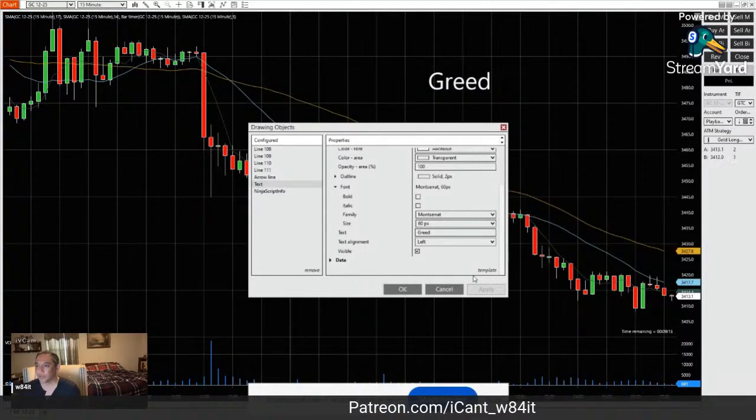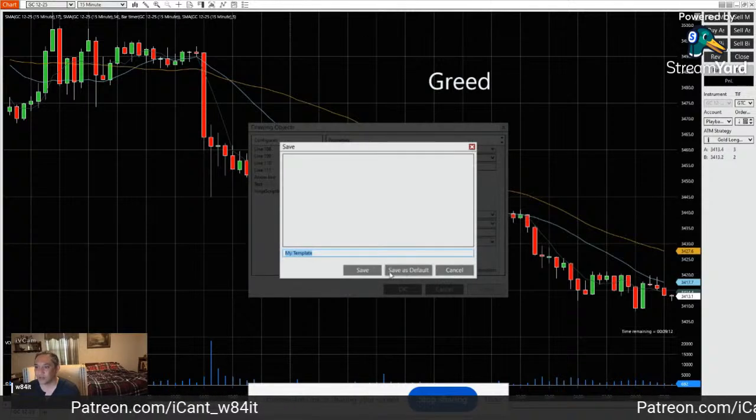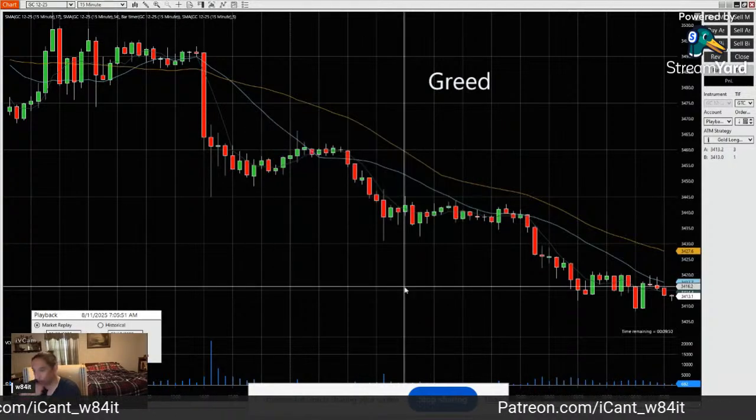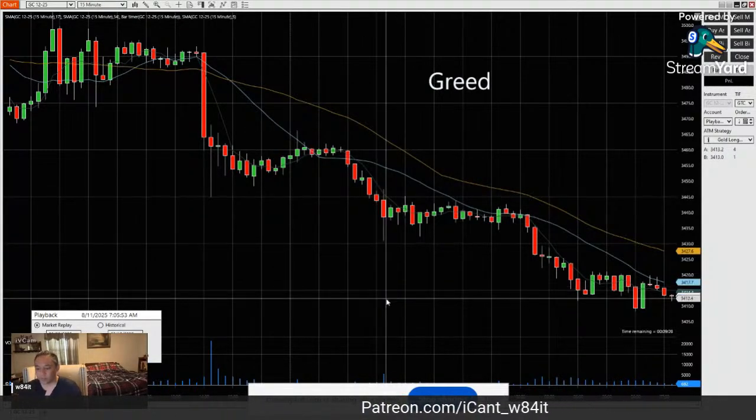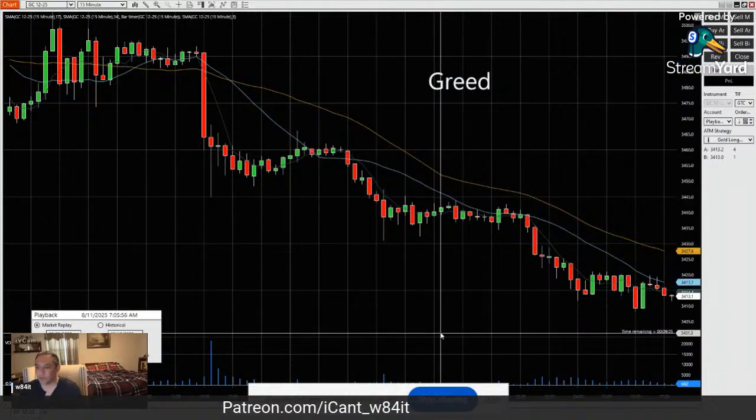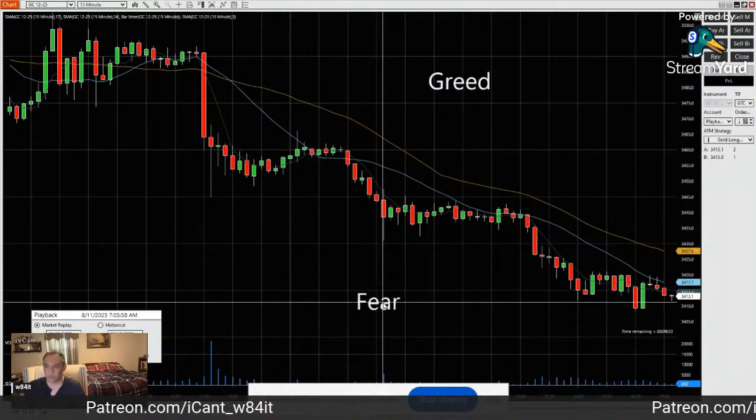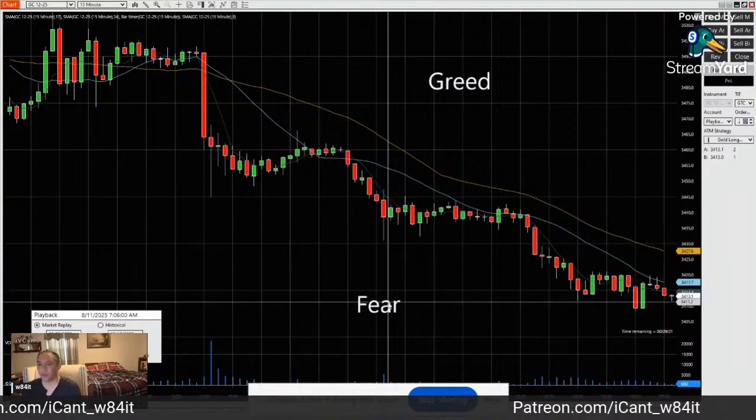All right, so we'll say, and then you go to template here. If I want to make this standard, so I don't have to keep doing this, save as default. Boom, and I'm set now. I hit F12. That's what I like to write with, and then here.